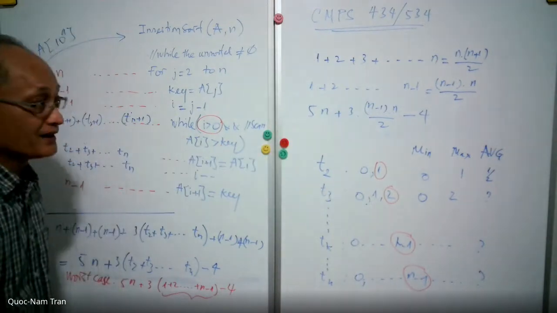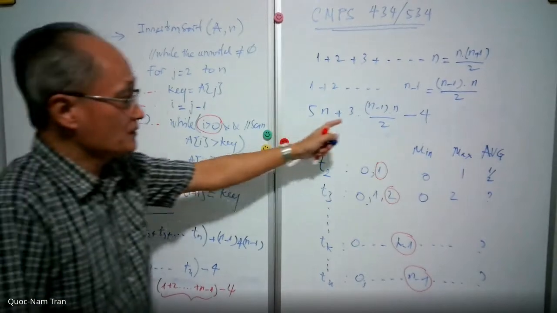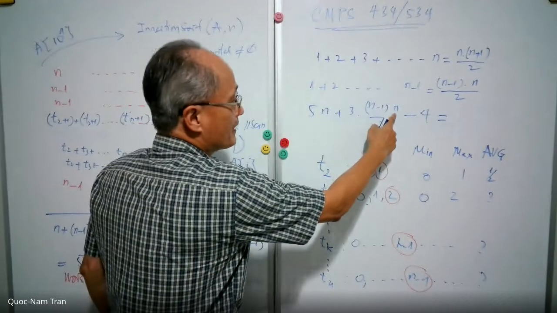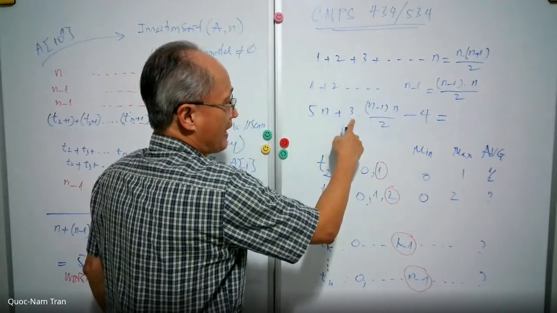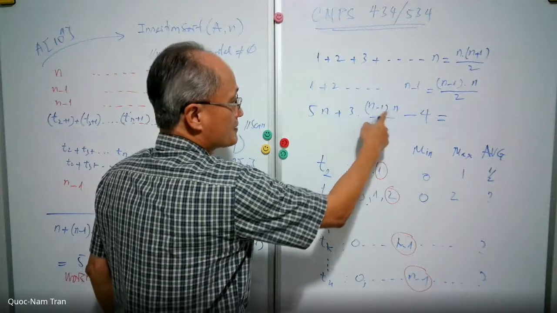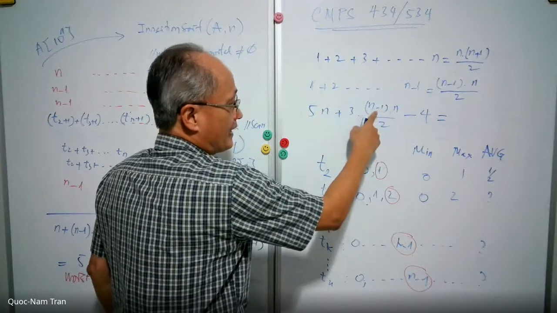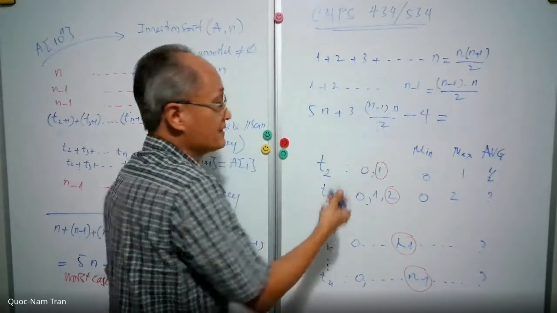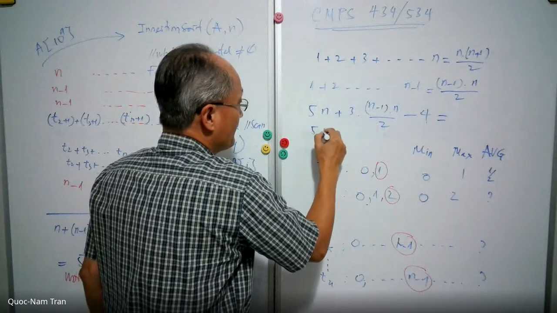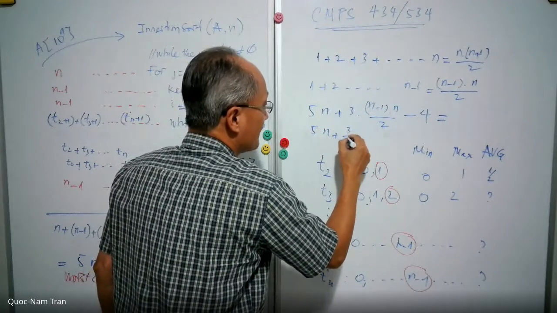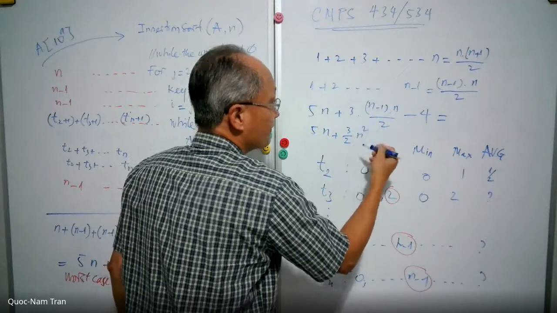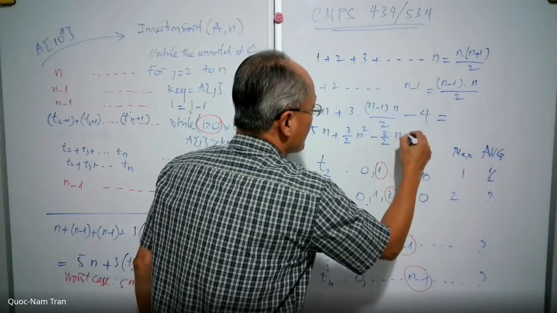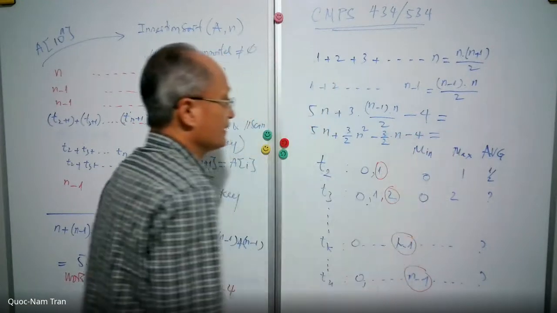All right. But now we need to do a little bit more. So this one, you have what? 3/2 of n squared minus n. Just multiply the n in, right? So this one will be 5n plus 3/2 n squared, right? Minus 3/2 n minus 4, right?